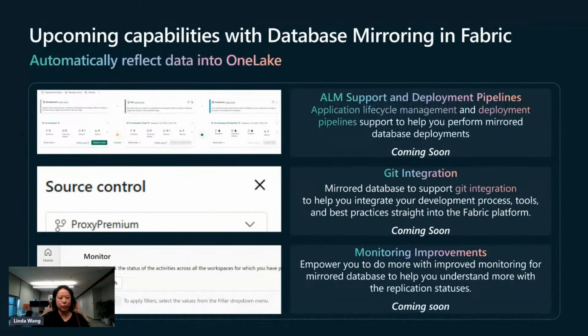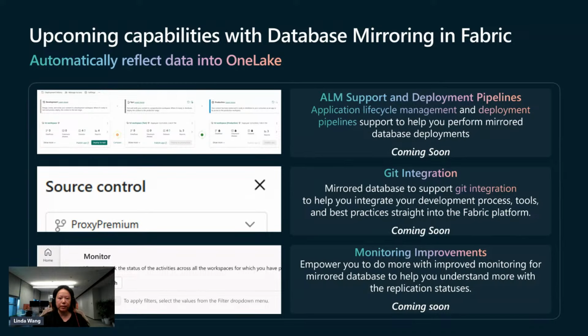In addition to that, we are also adding Git integration for mirrored database items. This is just like how you can leverage Git for different types of Fabric items. So mirrored database will have that Git integration capability as well, so you can do ALM support, deployment pipelines, CI/CD kind of thing. This is coming soon as well. You can easily use deployment pipelines to deploy the mirrored database across environments, leveraging the Fabric ALM support.